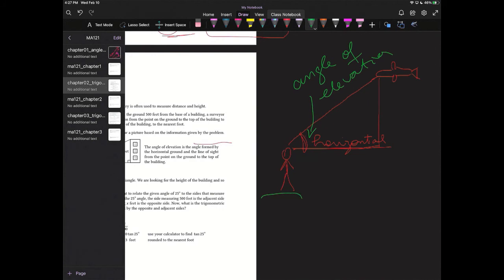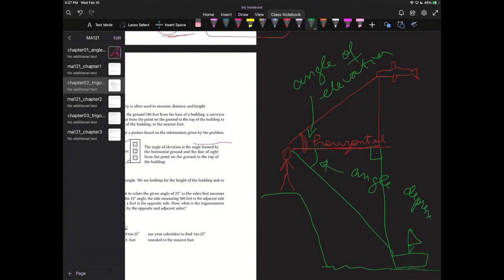Now, if you are on the top of a hill, and instead of looking up, you're looking down, let's say there's a boat somewhere down there, and you're on the top of the hill, you have to look down. As you look down, you do have a right triangle, because this is a right angle with the horizontal line. If you look straight ahead without tilting your head, this is the horizontal line. But if you look down, the angle between the horizontal line and your eyesight down is what we call the angle of depression.